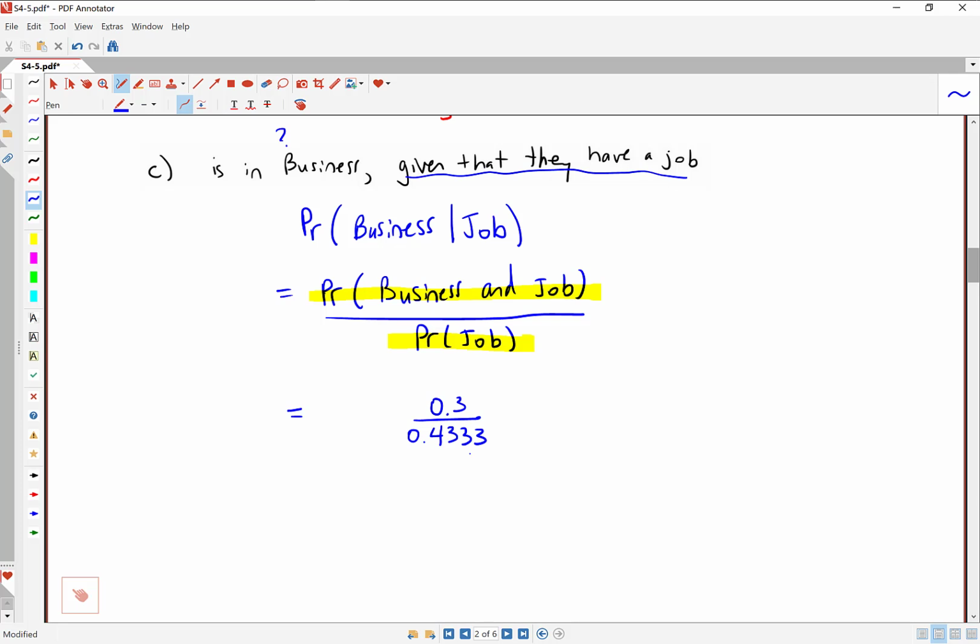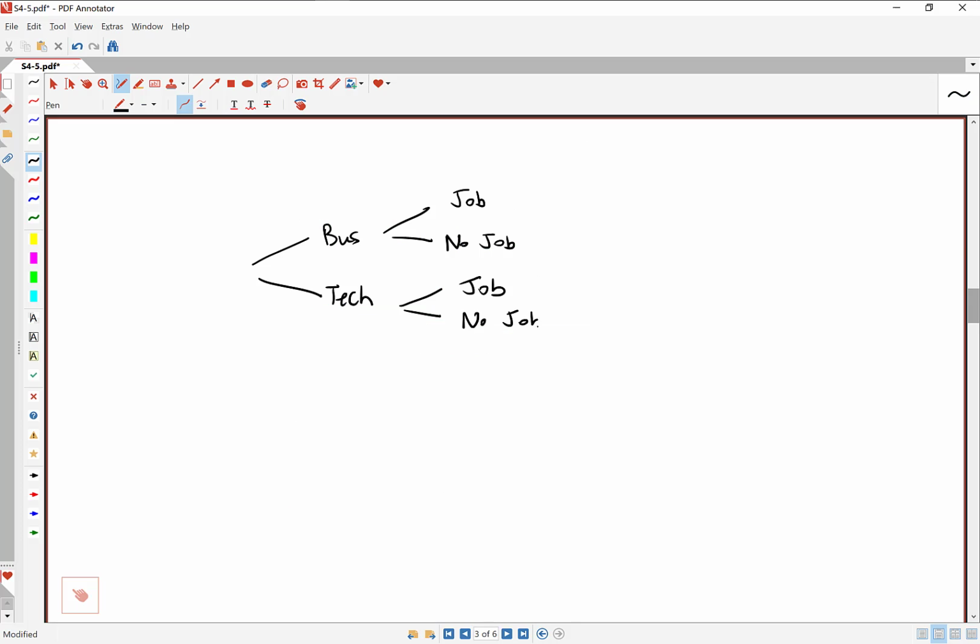0.4333. So that's actually why I carried some extra decimal places in part B, just so that we could do this follow-up calculation. So if you put that into your calculator, it comes out to about 0.69. So about a 69% chance that if a student has a job, then they're in business.